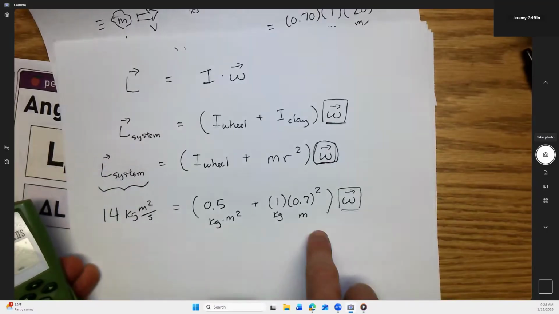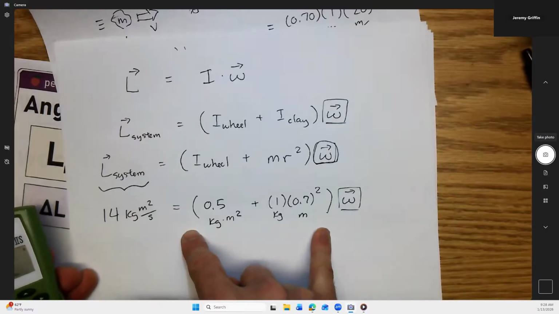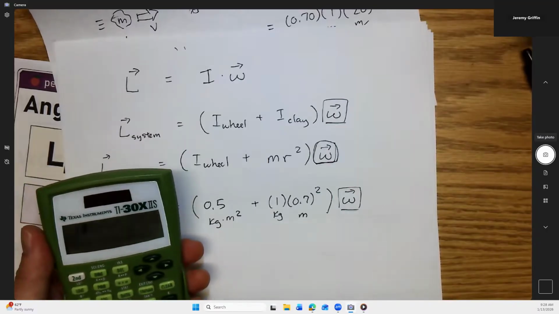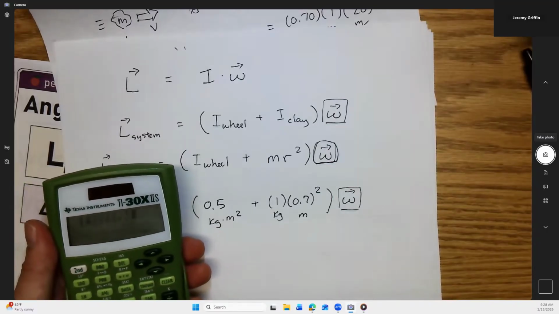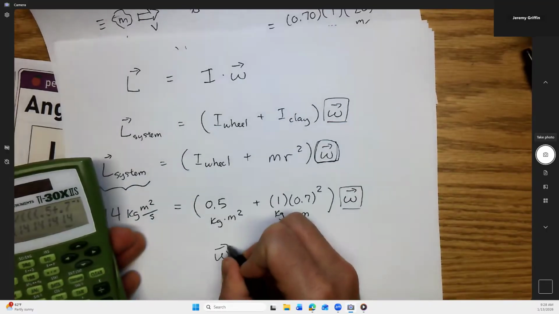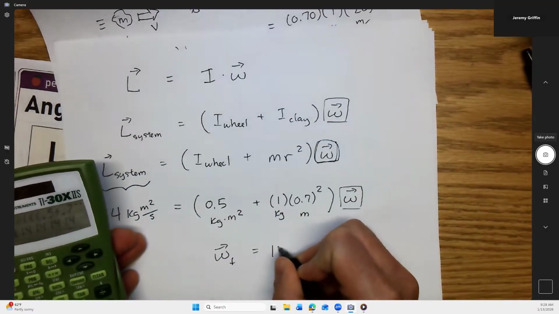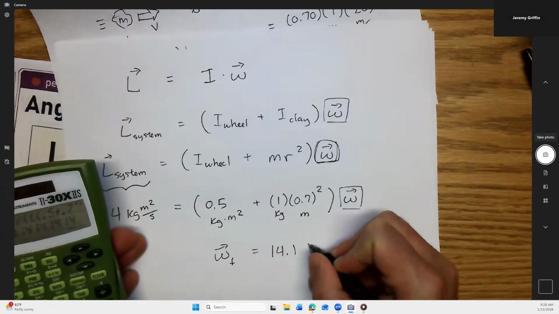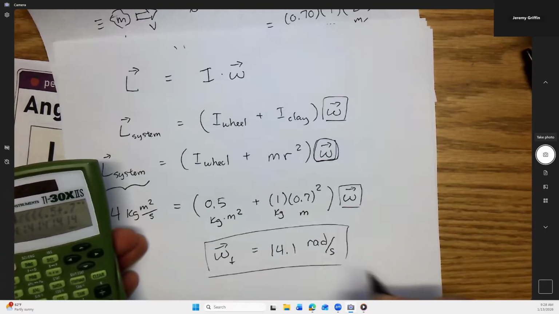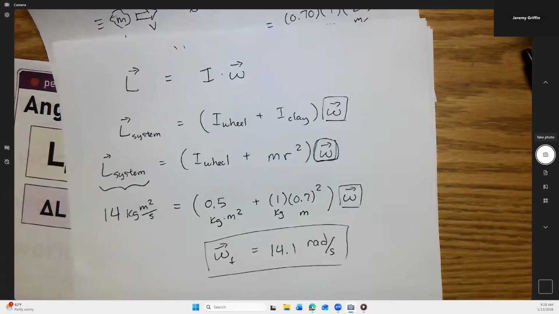Actually, guys, everything in parentheses is very, very close to 1. You guys think this answer is going to be very close to 14 radians per second? Yeah, that's 14 over 0.5 plus 0.5. That's great. Look at that. There we go. Omega final equals 14.14 something radians per second. 14 radians per second.